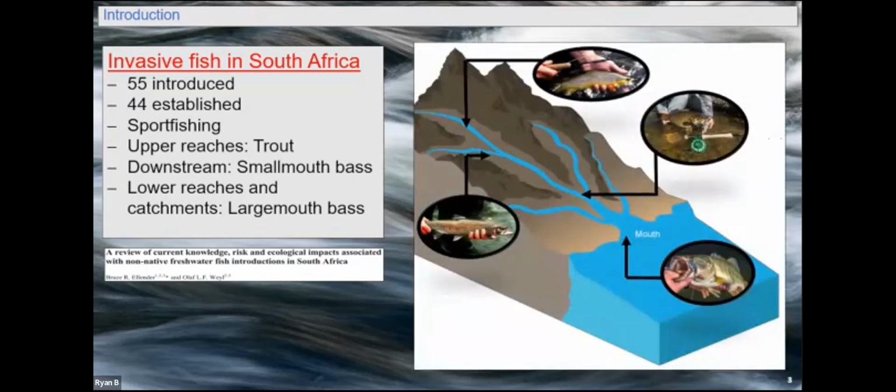Rainbow trout and brown trout are introduced to the upper reaches, and further downstream, where the water is warmer and habitat no longer suits the persistence of trout, smallmouth bass are introduced, with largemouth being introduced to the lowest reaches and catchments. Many South African streams are thus under intensive stocking regimes, leading to highly impactful fish species now occupying the same habitat as native stream amphibians.